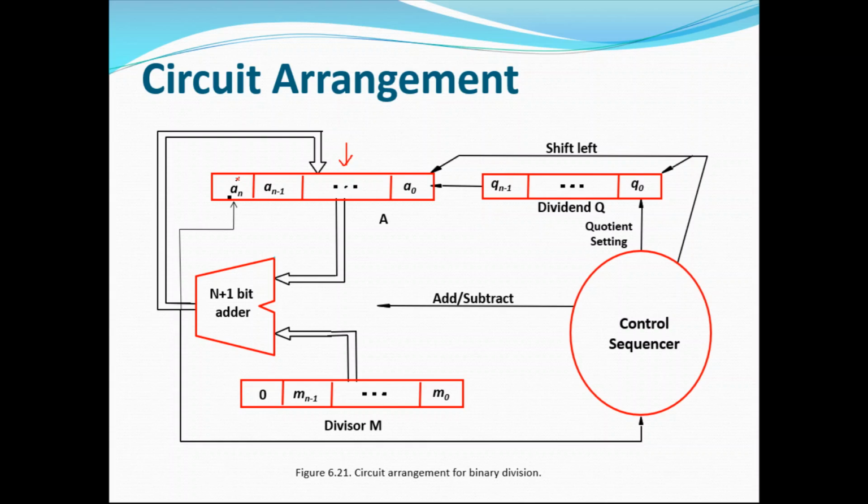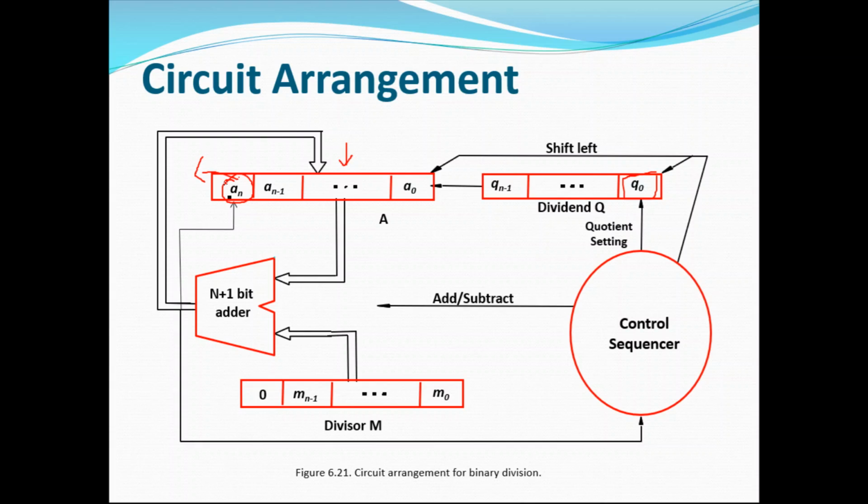Everything should be left shifted by 1. After left shifting, again a space will be created at Q0. Now after left shifting, check what is in the most significant bit position. Is it 1 or 0?